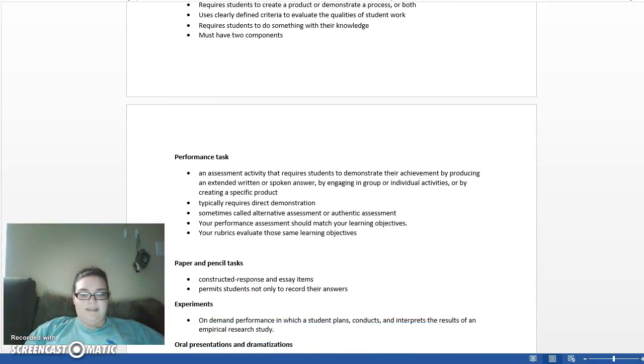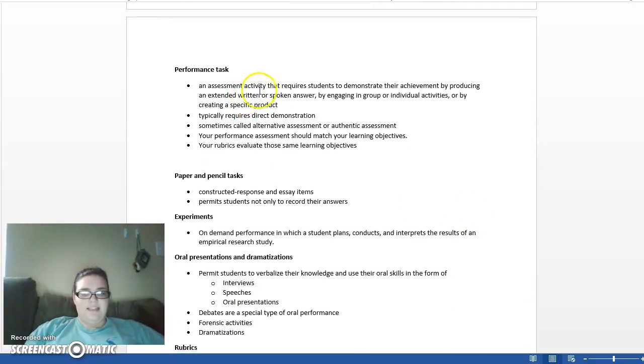A performance task is an assessment activity that requires students to demonstrate their achievement by producing an extended written or spoken answer, by engaging in group or individual activities, or by creating a specific product. And so down here I talk more in detail about what that whole sentence is saying. They typically require direct demonstration. Sometimes they're called alternative assessment or authentic assessment.